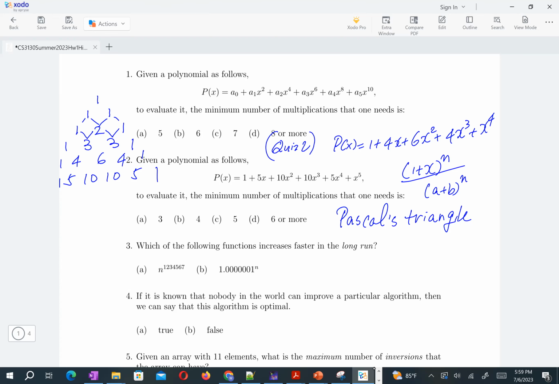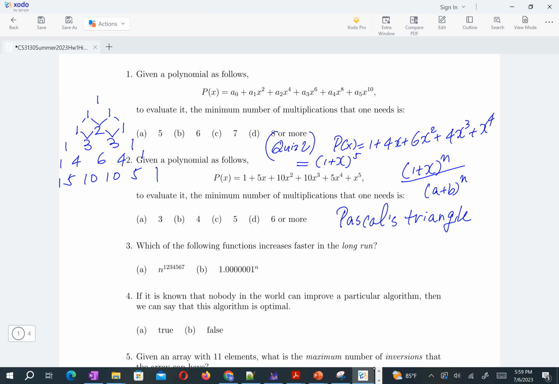If you can identify it, you need to be aware of it. You need to be sensitive to coefficients following the Pascal's triangle pattern. This is a critical piece of knowledge. If you have this knowledge, then you can write it as 1 plus x to the 5th. You write in this format, 1 plus x, parenthesis, to the 5th.